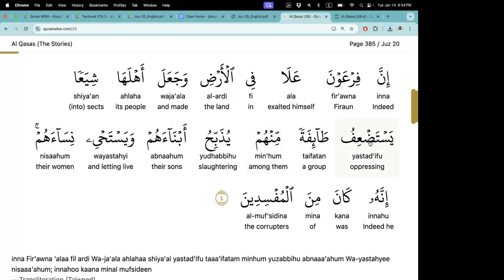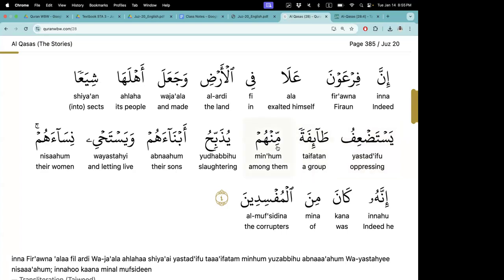يَسْتَضْعِفُ. Oppressing. Its root letters are ضاد, ain, and fa. From that, you get the word ضعيف. ضعيف is someone who is weak. يَسْتَضْعِفُ. He is putting pressure and making someone weak. He's seeking to make something weak. Who is, in this case, the one who's trying to make weak? The Pharaoh is trying to make the people weak. Okay? But not all people. Ta'ifatan, a group. Ta'ifa is a group.